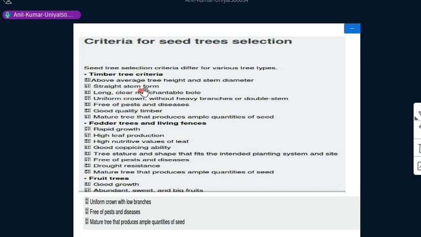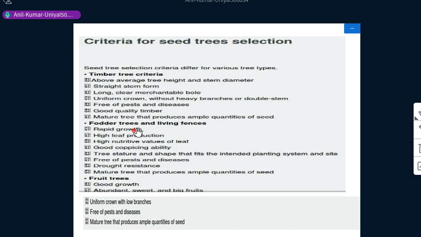As we can see, for timber tree selection, tree height should be more, and it should have good stem diameter also. The stem should be straight and clean clear. A long clear merchantable bole should be there. A uniform crown without heavy branches, and a double stem system should not be there. A single stem or single clear bole is preferred for timber. Then it should be free from disease and pests. It should have good quality timber and maximum volume also.